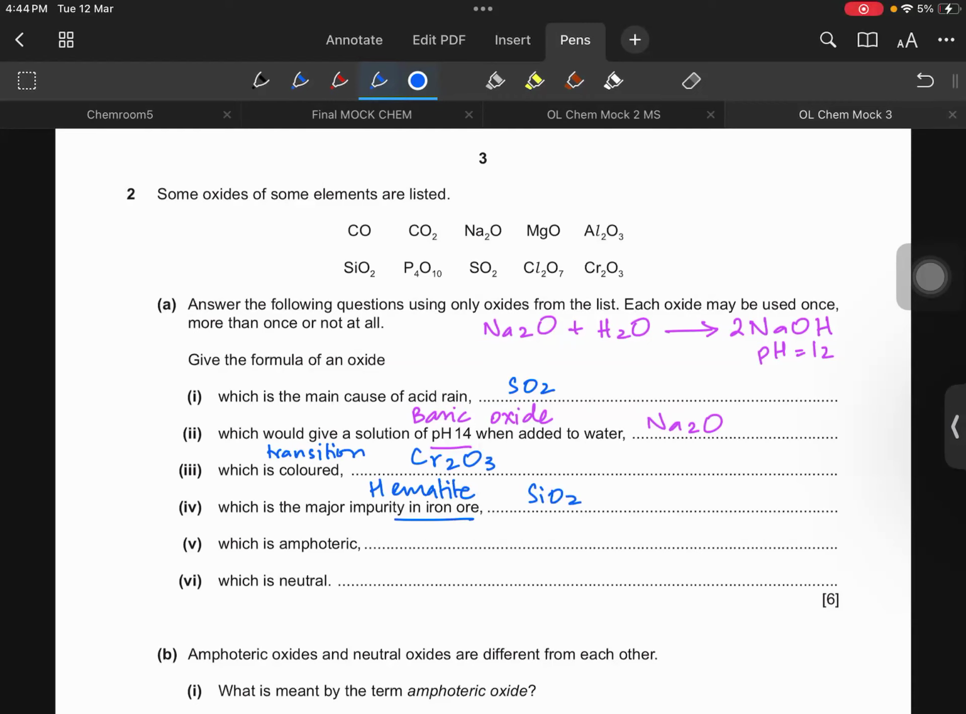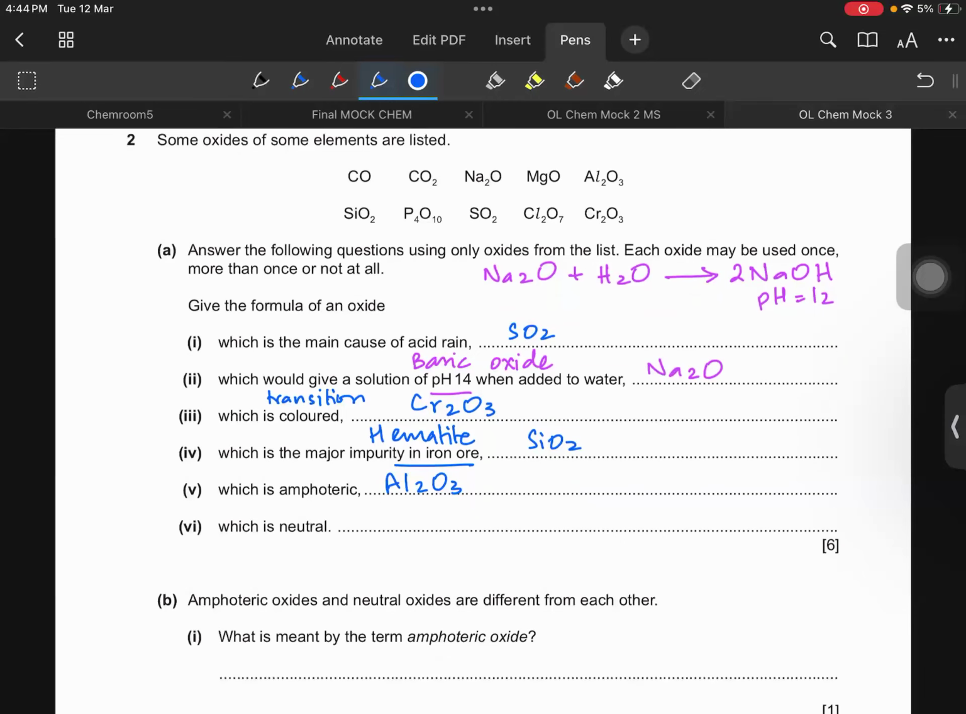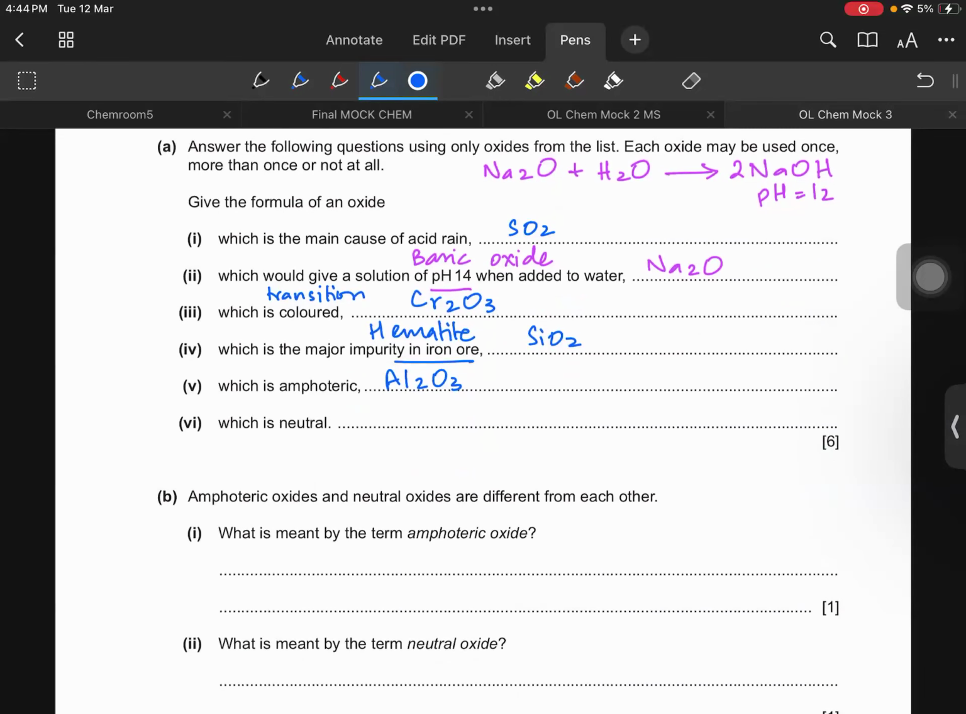Which one is amphoteric? Al2O3. Which ones were amphoteric? We have two: aluminium oxide and zinc oxide. So aluminium oxide is amphoteric. Can you define amphoteric oxide? Sir, they react with acids and bases both.